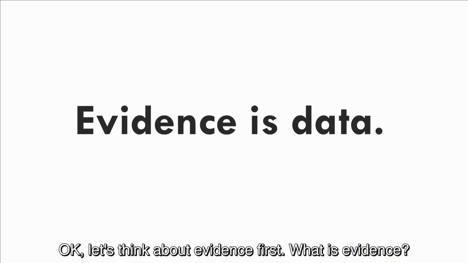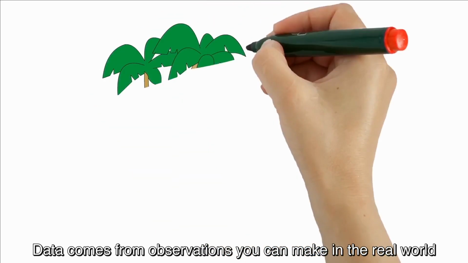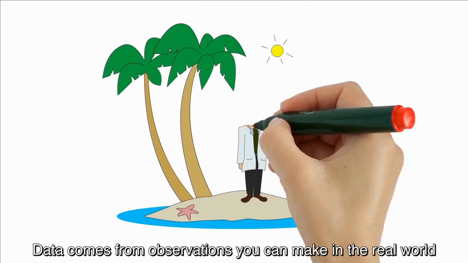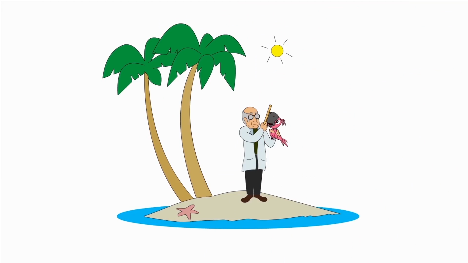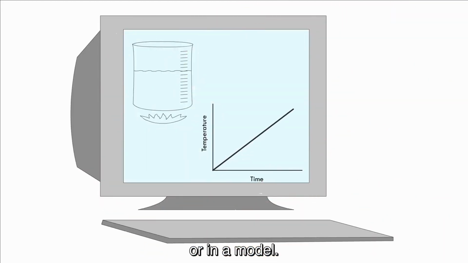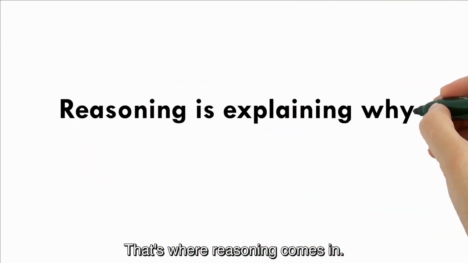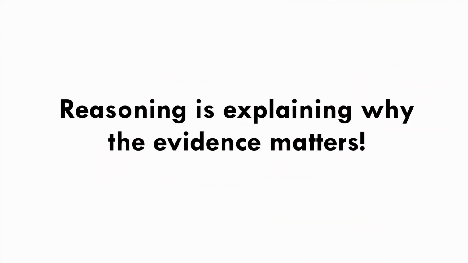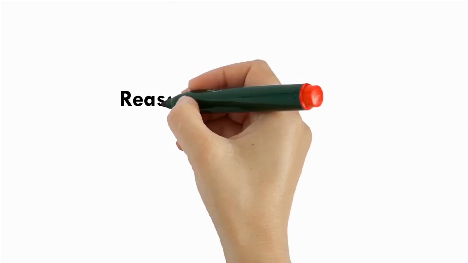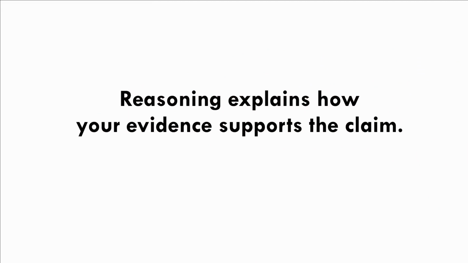Okay, let's think about evidence first. What is evidence? Evidence is data. Data comes from observations you can make in the real world, or in a model. That's where reasoning comes in. Reasoning is explaining why evidence matters. Reasoning explains how your evidence supports the claim.